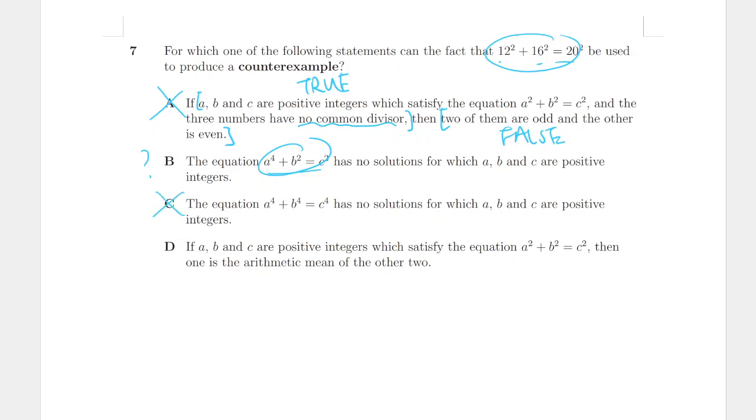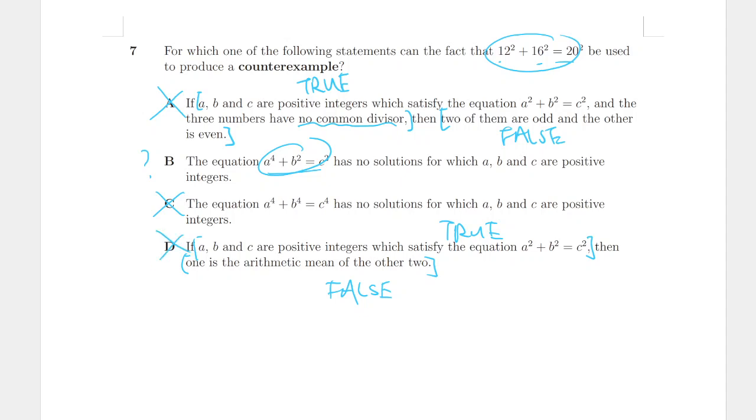Okay, how about D? If a, b, c are positive integers which satisfy the equation, then 1 is the arithmetic mean of the other two. Okay, so if-then statement again. So true and then false, right? So let's check. All right, the first part is indeed true, right? Because a squared plus b squared equals c squared, we have a solution to that. 12 squared plus 16 squared is 20 squared. Brilliant. Okay, but then the second part is also true, right? Because 16 is the mean of 12 and 20. So D is also wrong.